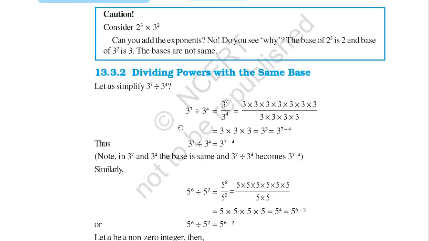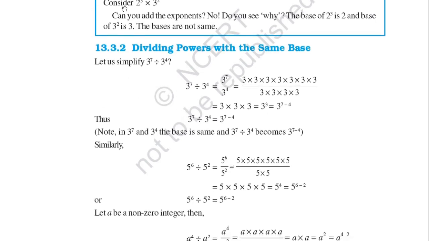So here, dividing powers with the same base. Here the bases are the same, but we are dividing, so it will be 7 minus 4. The exponents will be subtracted. You can see the example, 3 to the power 7 and 3 to the power 4. So 4 times 3, and here 7 times 3, so it will be cancelled out. Only 3 into 3 into 3 will be remaining. 3 to the power 3 is equal to 3 to the power 7 minus 4, and 7 minus 4 is 3.